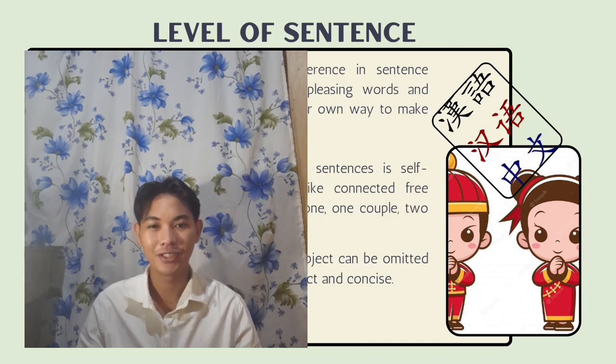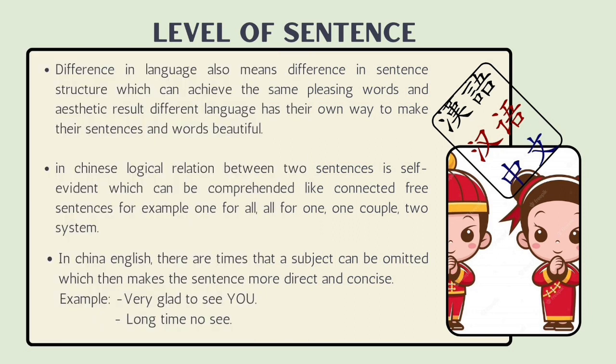The next distinctive feature is the level of sentence. In this feature, the difference in language also means difference in sentence structure, which can achieve the same pleasing words and aesthetic result. Different languages have their own way to make their sentences and words beautiful. In Chinese, the logical relation between two sentences is self-evident, which can be comprehended like connected free sentences. For example, one for all for one couple, and two system.